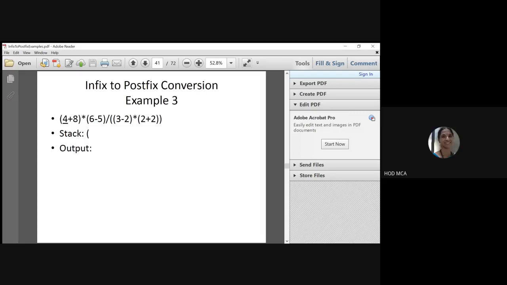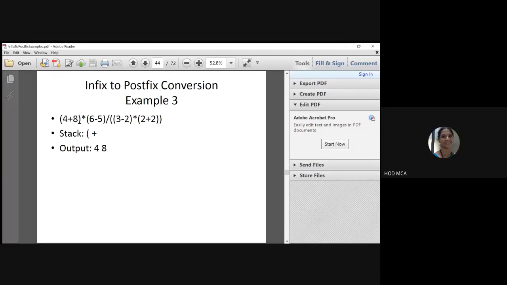Next is 4. Stack is wrong, no. 4 I am already at. 4 should go where? Output, ma'am. Next is plus. Stack or output, there are only 2 options here. Plus will go to stack. Next is 8. 8 will go to the output. Now we are getting a closing parenthesis.